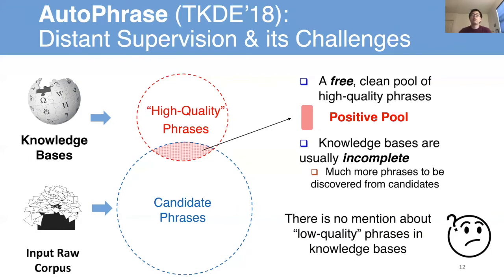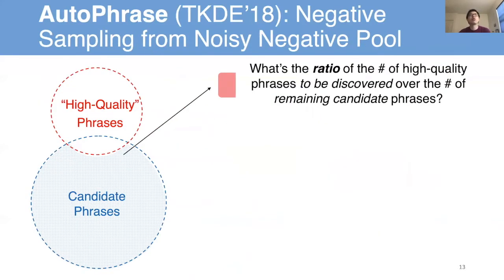So then the key problem here is there's no mention of the low-quality phrases at all in the knowledge base. So how can we build a classifier with only positive samples? So we came up with this idea. We do some negative sampling from the noisy negative pool to make this possible. If we think about that, we are using the frequent n-gram as candidate phrases. The ratio of the number of high-quality phrases to be discovered over the number of remaining candidate phrases should not be very high.